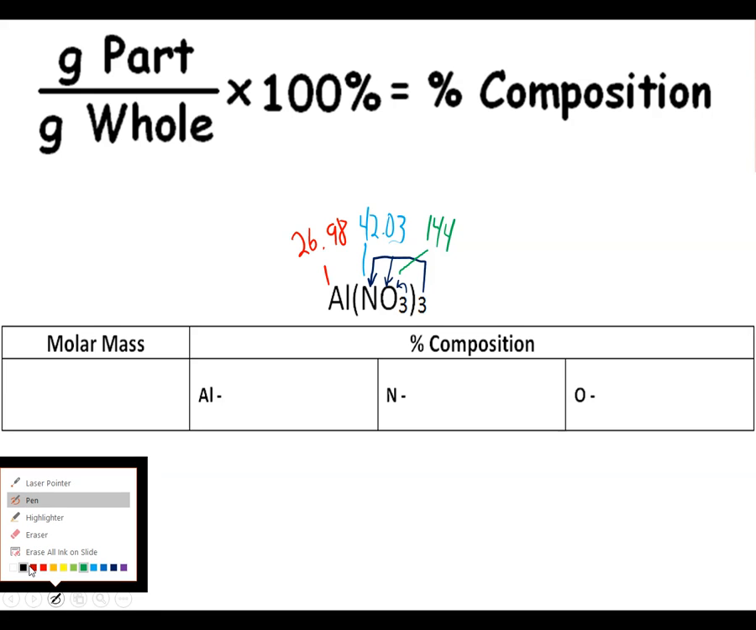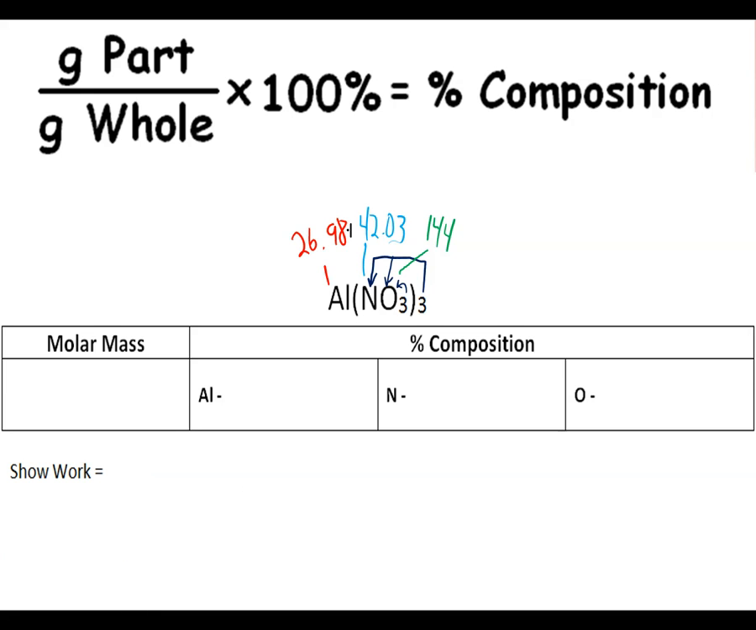Okay, now what we're going to do here is like we did before, we're going to add these together to get the whole. So we're going to add those, and that should give us our total mass. All right. Now, so it's 26.98 plus 42.03 plus 144 equals, and we find that this is 213.01. And we're just going to set that to grams because, again, all we care about is the grams. Normally, molar mass is grams per mole, but we'll get to that later.